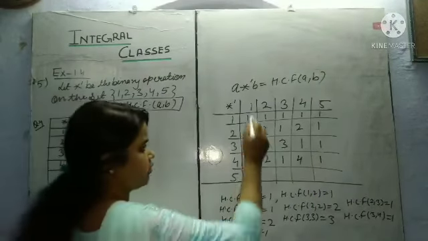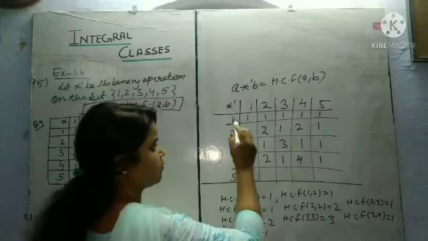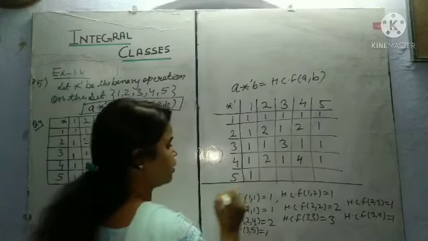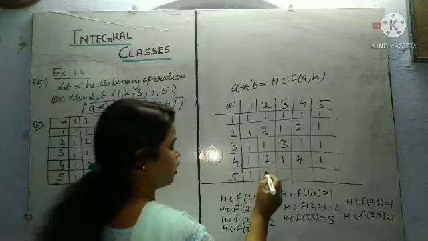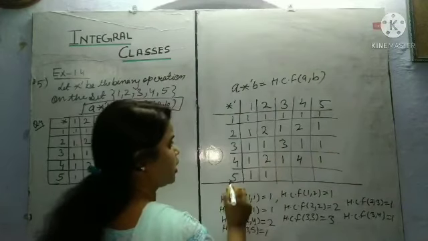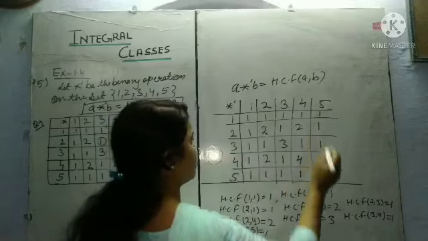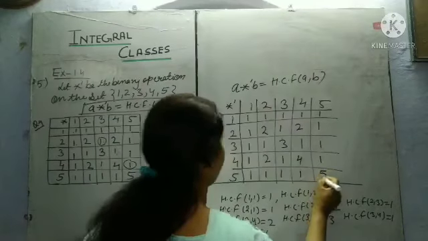Now HCF of 5, 1 is equal to HCF of 1, 5, which is 1. HCF of 5, 2 is equal to 1. HCF of 5, 3 is equal to 1. HCF of 5, 4 is equal to 1, and HCF of 5, 5 is equal to 5.